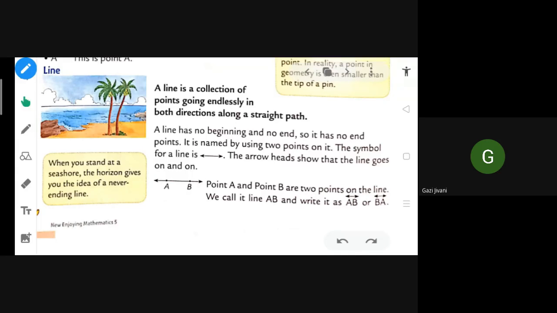Ma'am, Ghazi Chonike. Yes, Ghazi, read. A line is a collection of points going endlessly in both directions along a straight path. Path. Next paragraph. A line has no beginning.